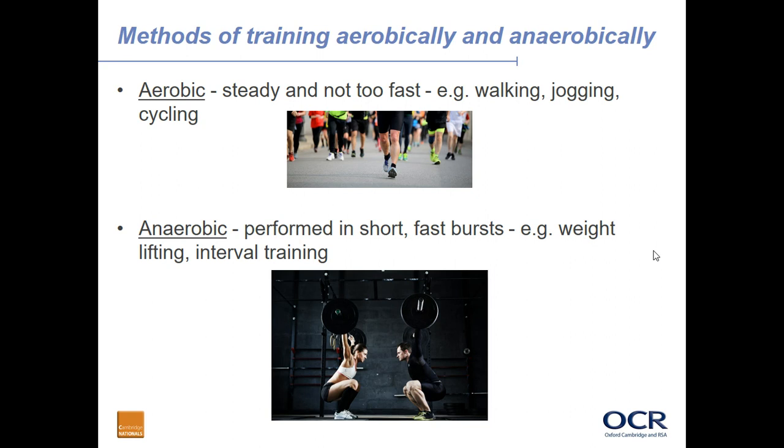So let's look at the type of training you can do to improve these different areas. So aerobic, steady and not too fast. So walking and jogging and cycling, those types of activity are going to help improve your aerobic capacity, the ability to keep going for a long period of time without fatiguing. Anaerobic activities that you can use to help improve that area would be anything that involves short, fast bursts. So weight training is great. Interval training is also great. Other methods like plyometrics would also help to develop the anaerobic systems, and they are methods of training for aerobic and anaerobic activity.